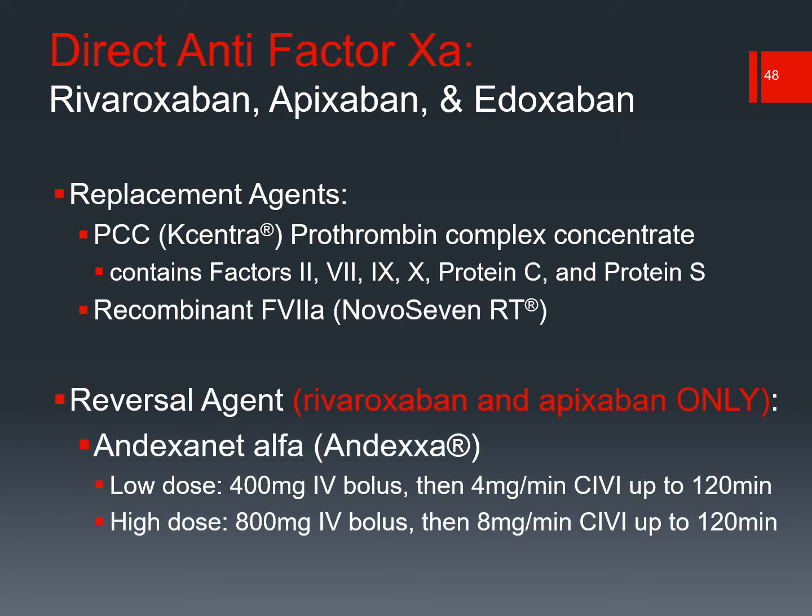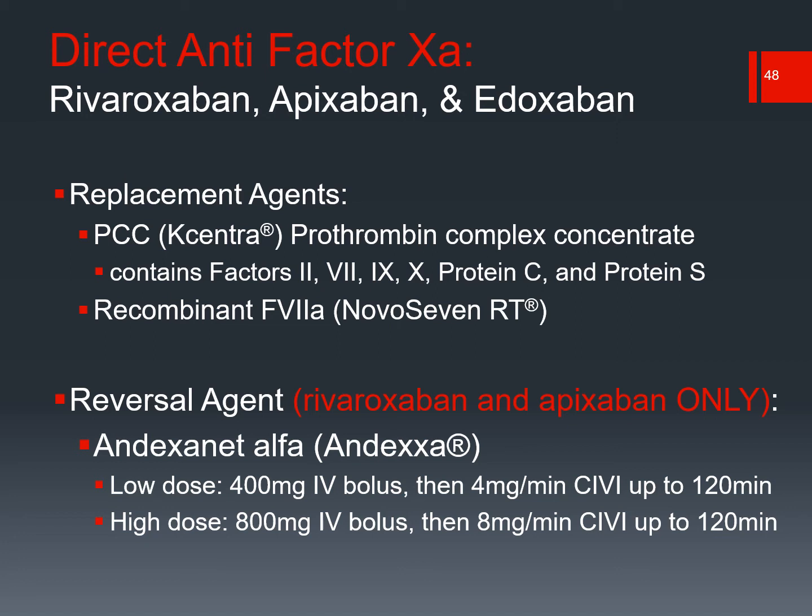Up until recently, there was no reversal agent for these medications, and so included in the labeling for all 3 of these drugs, we have suggested replacement agents instead. So PCC, branded as Kcentra, is a prothrombin complex concentrate that includes factors 2, 7, 9, 10, protein C, and protein S that can be used as a replacement agent when we have bleeding with these medications or overdose of these medications. And then we also have a recommendation for recombinant factor 7, branded as NovoSeven, recombinant therapy, that is also available in the labeling.